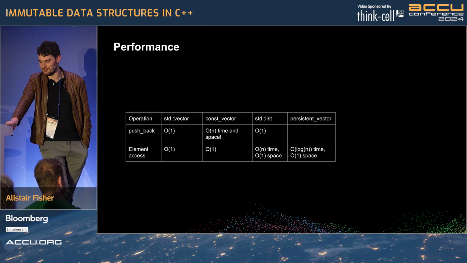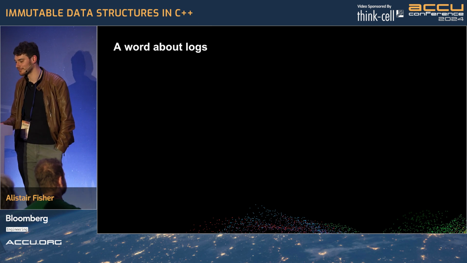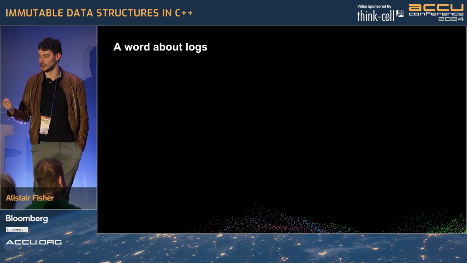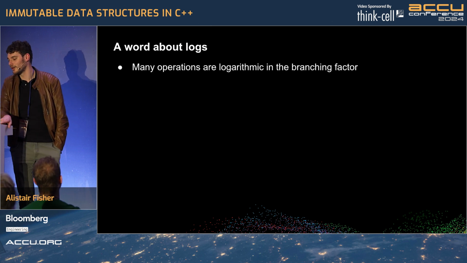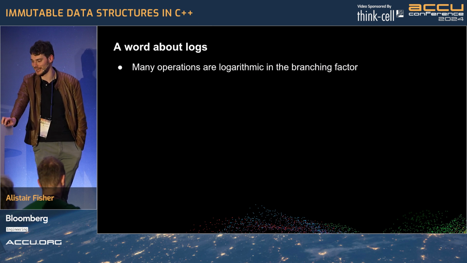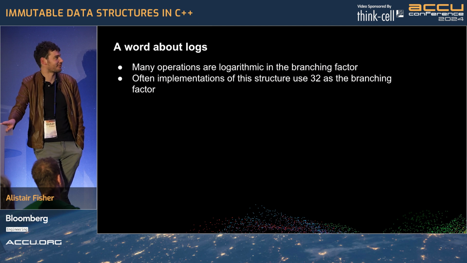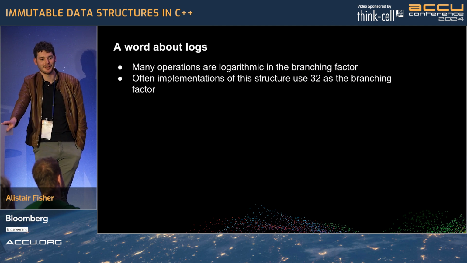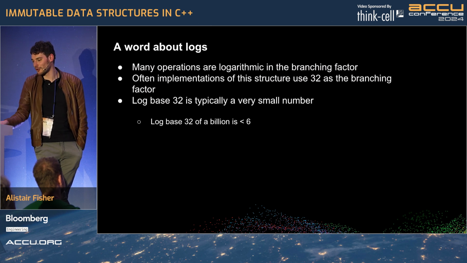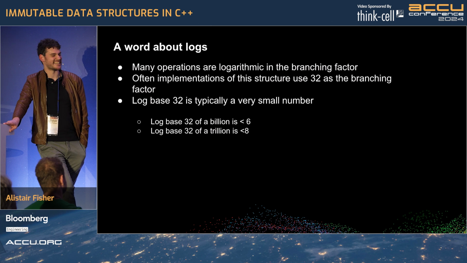This is where the slightly creative maths comes in. So I apologize, but it is important. So logs. I hope we know what logs are. They're quite relevant. Not the logs you put into your hard drive, the logarithms. On this data structure, many of the operations are logarithmic in the branching factor. Typically, implementations use a branching factor of 32. Log base 32 is often not a very big number. So log base 32 of a billion is about 5. Log base 32 of a trillion is about 8.